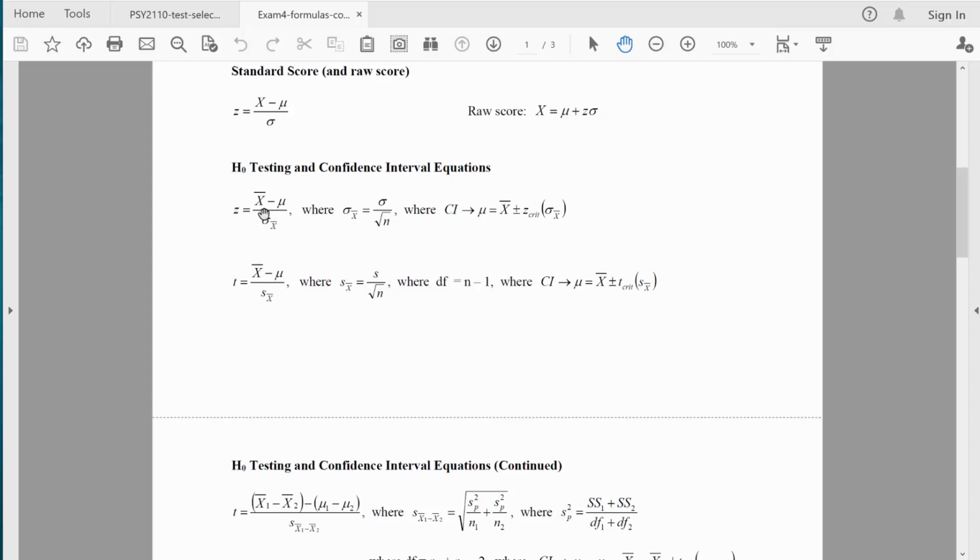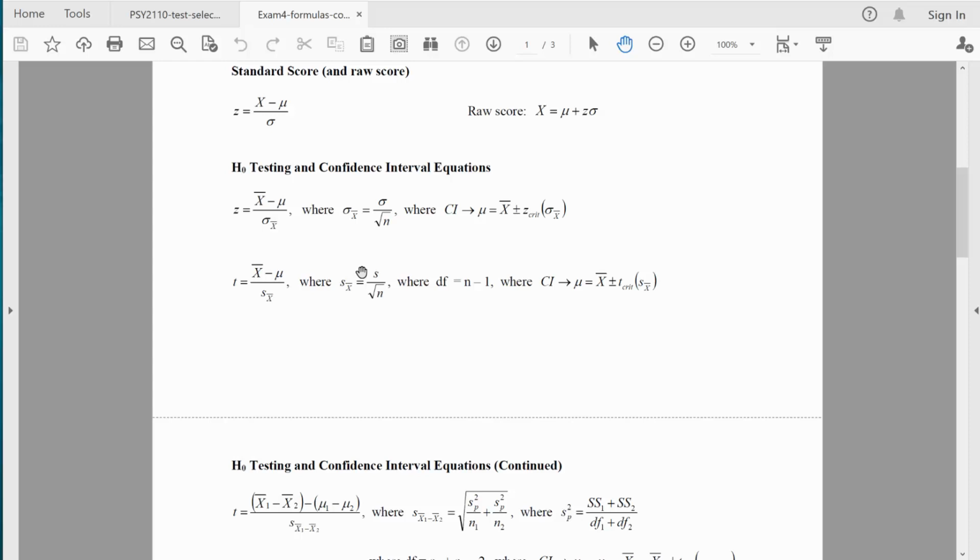For the z-test, I need to compute standard error of the mean, and here's the formula for standard error of the mean. I need to know sigma, right there, the population standard deviation. I was not given that information in that particular example. For the one sample t-test, I need to compute estimated standard error of the mean. And here's the formula for estimated standard error of the mean. It's based on the sample standard deviation. I do have that information.